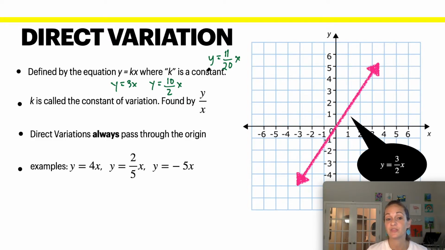K is also called the constant of variation. You find k by dividing y divided by x. So in this case, y equals 3/2 x. This is a direct variation because you have some constant multiplied by x. So here are a few different examples.